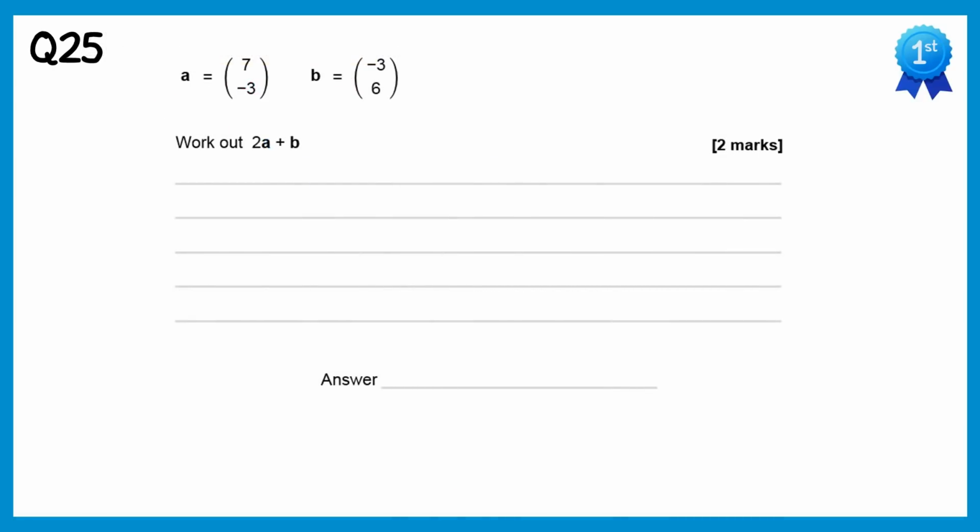For this question, we need to work out the vector 2a plus b. So we'll start by taking a and multiplying it by 2. To do this, you just double all of the numbers in the vector. So 2 times 7 is 14, and 2 times negative 3 is negative 6.